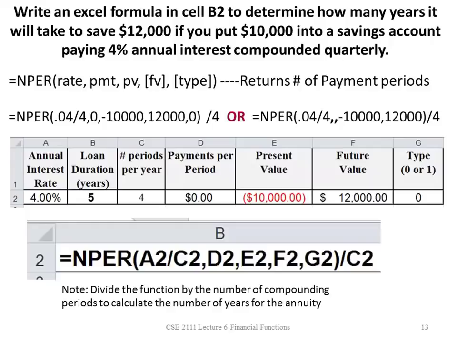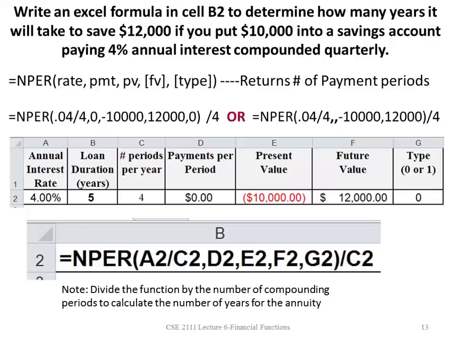Notice in cell E2, or in the function itself, the argument E2, it should be a negative number because I have negative $10,000. I didn't put negative E2 here. The reason why I didn't put a negative in front of the E2 is because I already have the present value as a negative number in the cell reference itself.